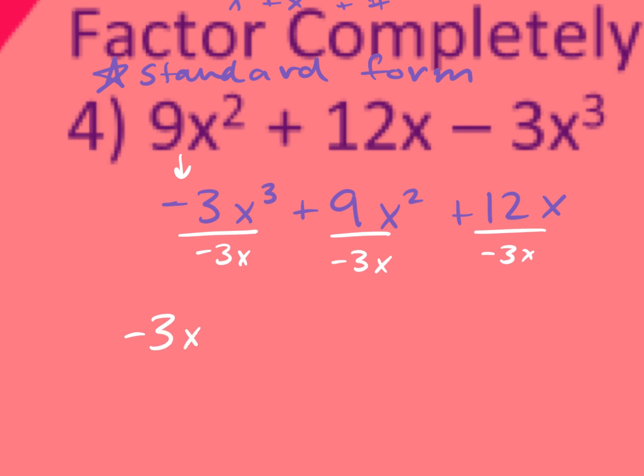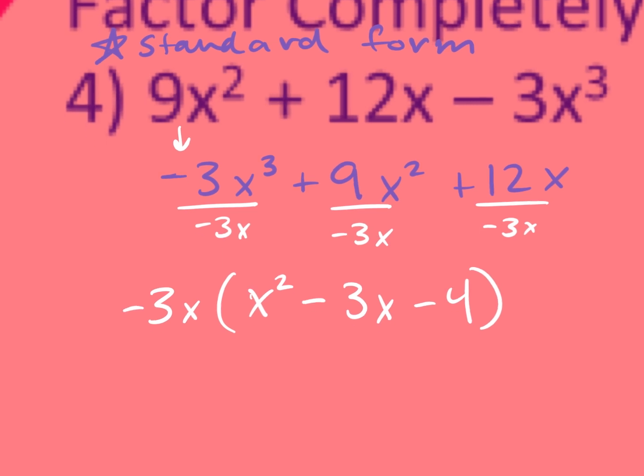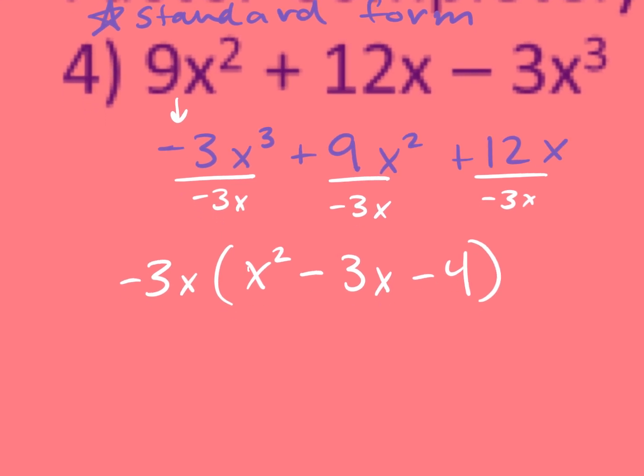So it's going to go on the outside. When I divide out negative 3x, what am I left with? X squared minus 3x minus 4. Perfect. Now let's see if we can factor any more. Do we have two factors of negative 4 that add to negative 3?